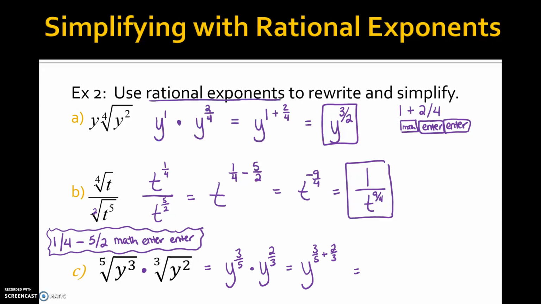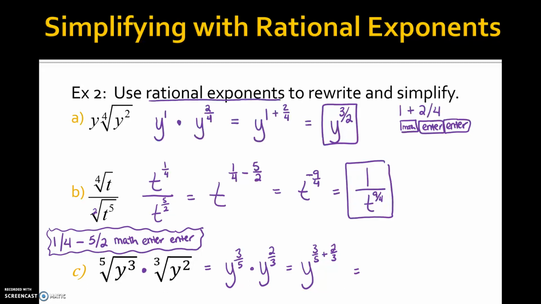Okay, the first one should be y to the 3/5. The second one should be y to the 2/3. Because it's multiplication, we're going to add those exponents. So 3/5 plus 2/3. Keep in mind when you're adding fractions, you can't just add the tops, add the bottoms. When adding fractions, you have to have a common denominator. So if you wanted to add these by hand, you'd have to look at 5 and 3 and get a common denominator of 15, or we can just plug this into our calculator.